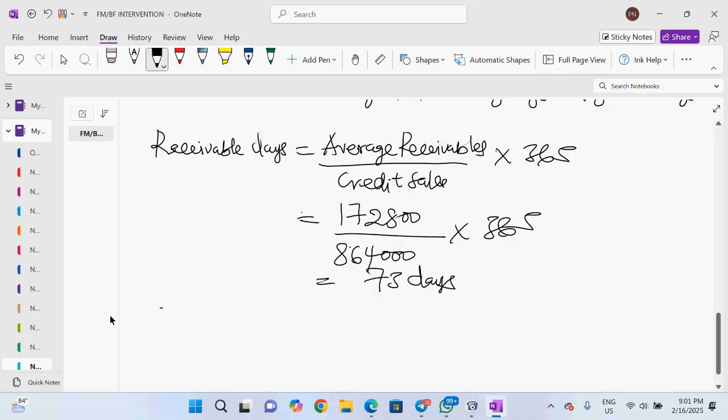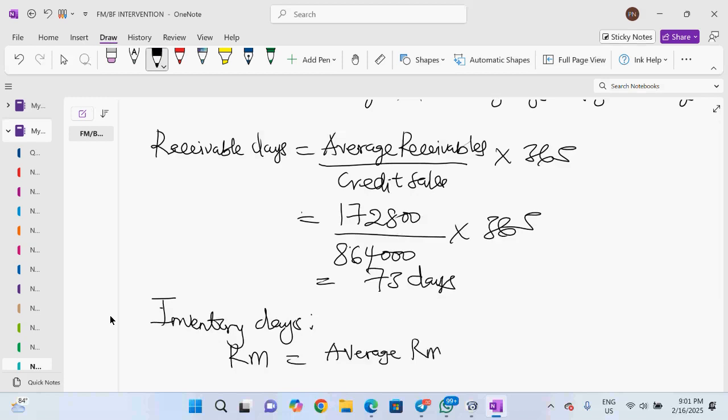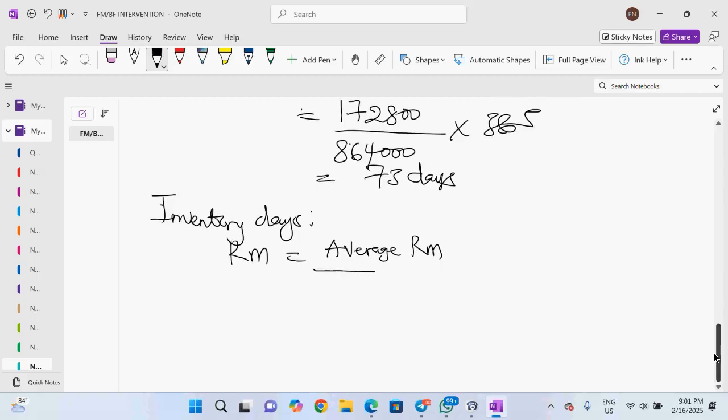Then we also find our inventory days. So the inventory days, what is the formula? We have the raw materials, which is the average raw materials over the raw materials purchased, times 365 days.